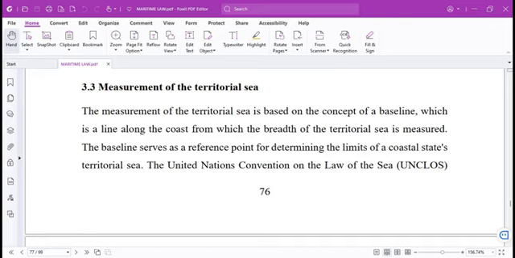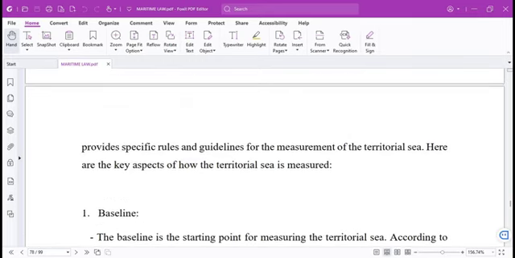The United Nations Convention on the Law of the Sea, UNCLOS, provides specific rules and guidelines for the measurement of the territorial sea. Here are the key aspects of how the territorial sea is measured.